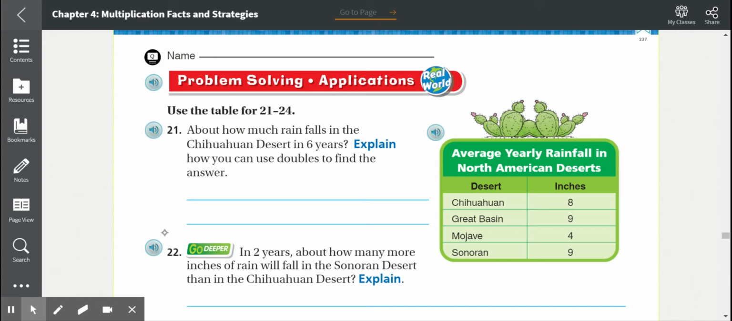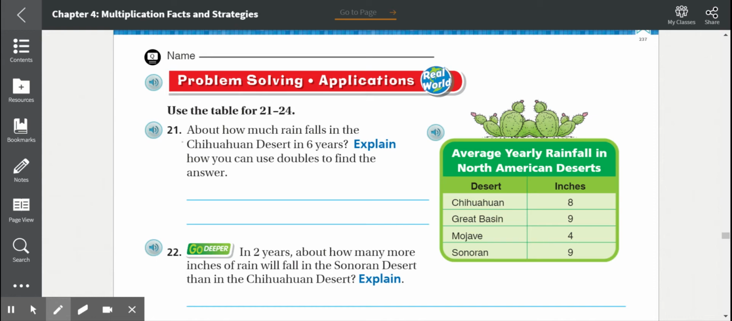Problem solving using applications. So here we have a table, and let's go ahead and read it before we start. It's called the average yearly rainfall in North American deserts. So here are 4 deserts and how much rainfall they each get. The first one is the Sichuan, and they have 8 inches of rainfall a year. Great Basin gets 9 inches a year. The Mojave gets 4 inches a year, and the Sonoran gets 9.